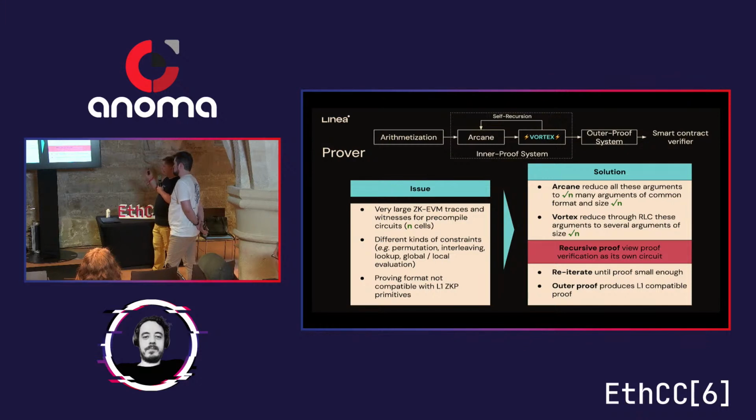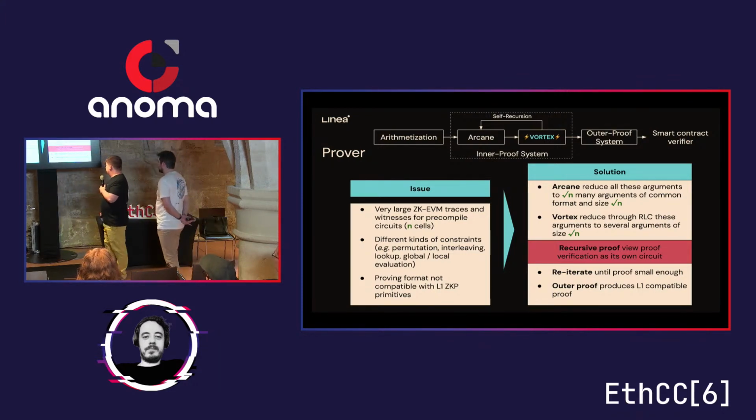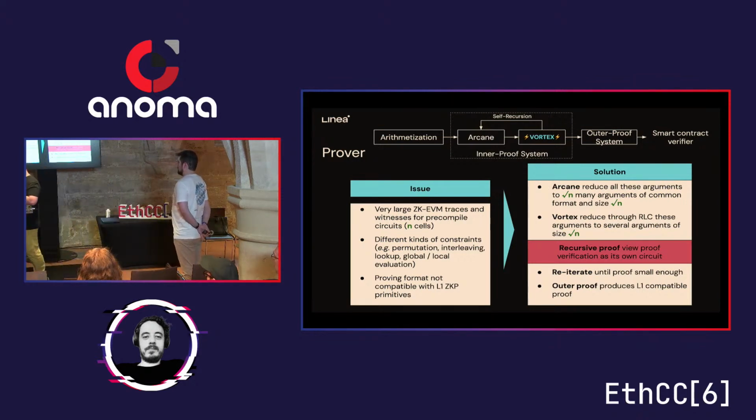And the argument is basically reduced to an argument that is of square root of its original size. And this process can be done many times over, the reason being that verifying this compressed proof is itself doable in a circuit. So we can have this self-recursion mechanism, this feedback loop, where we can do this step many times over. We can't do it infinitely often. At some point, the benefits die out.